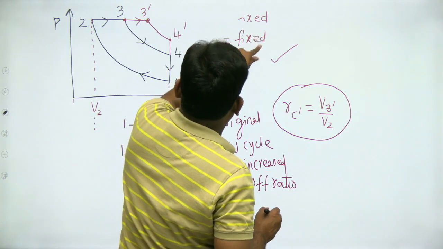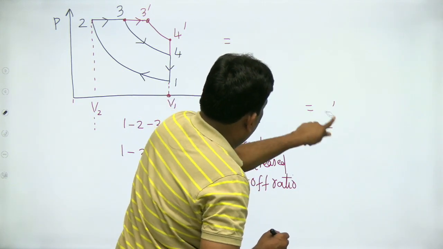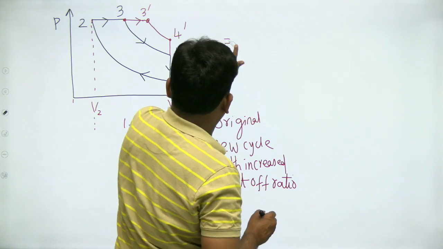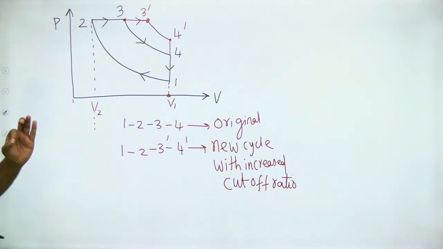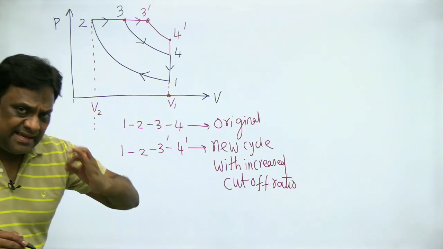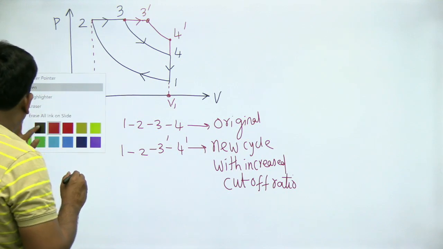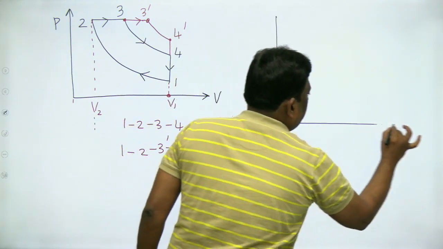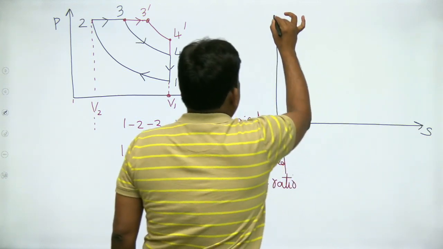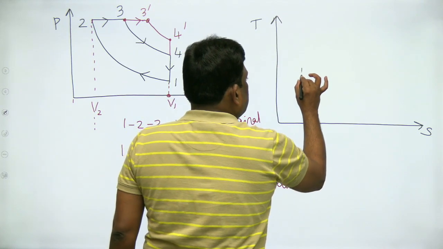Now let's see what will happen if I increase the cutoff ratio, in a very detailed manner. Don't worry at all. Now, look, if I represent the same cycle on TS diagram, how does it look? Let me represent the same cycle on TS diagram. Okay, first I'll show the original cycle.